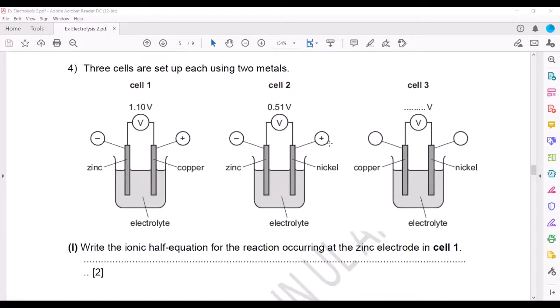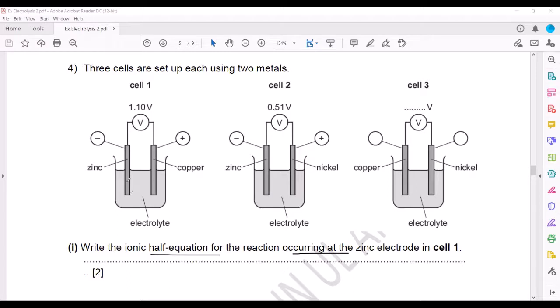Okay, another question. Three cells are set up using two metals each: zinc and copper, zinc and nickel, and copper and nickel. What we have to do is write an ionic half equation for the reaction occurring at the zinc electrode. Always remember, when they are in a single electrolyte, we use acid.